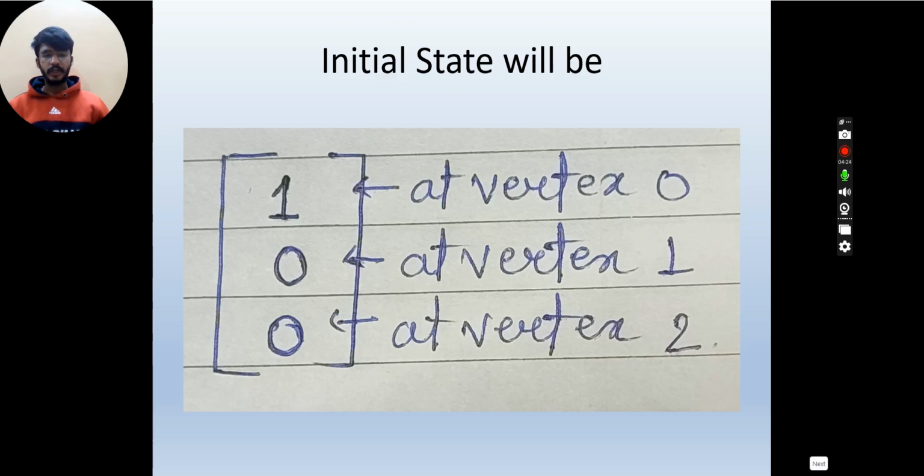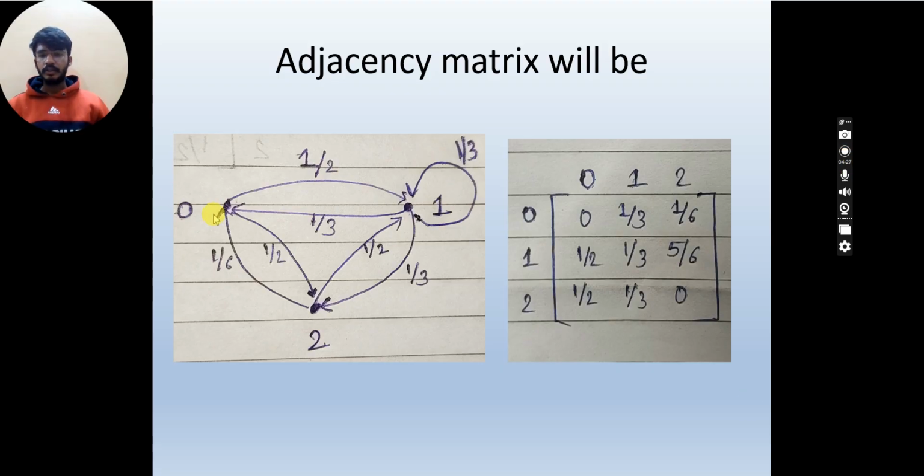So for the adjacency matrix, there are 3 vertices, so we need to create a 3 by 3 matrix. So we need to see the transitions. From 0 to 0, there is no line, so here we write 0. From 0 to 1, there is a line of probability 1 by 2. From 0 to 2, there is also a line of probability 1 by 2. And from 1 to 1, there is a probability of 1 by 3. From 1 to 0, there is a probability of 1 by 3. From 1 to 2, there is a probability of 1 by 3, and so on.